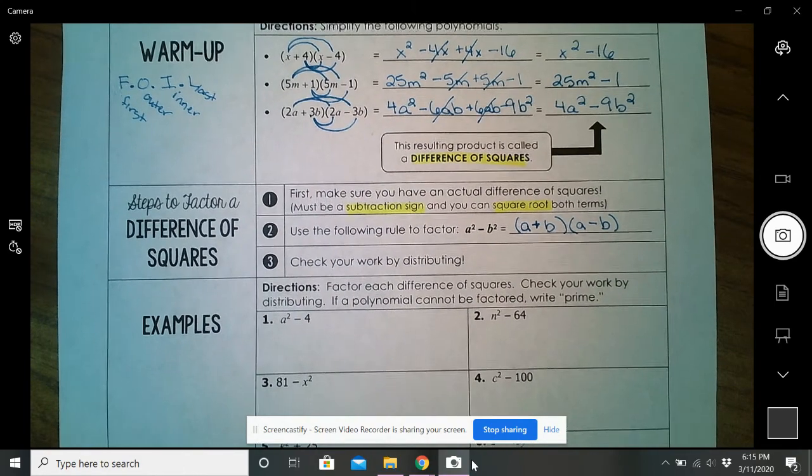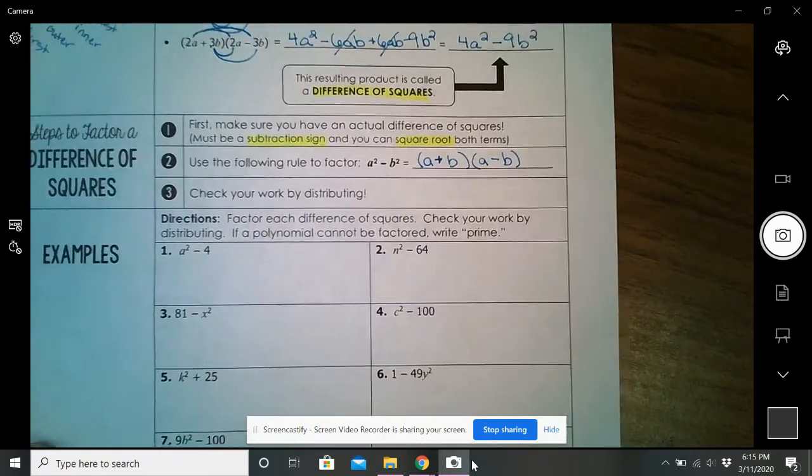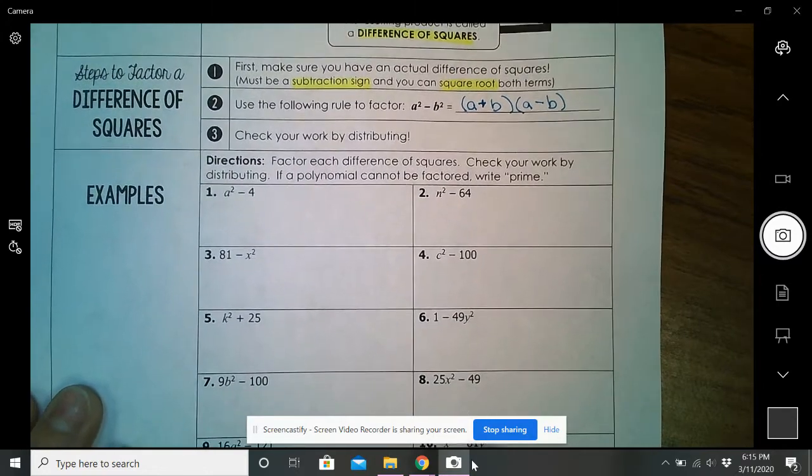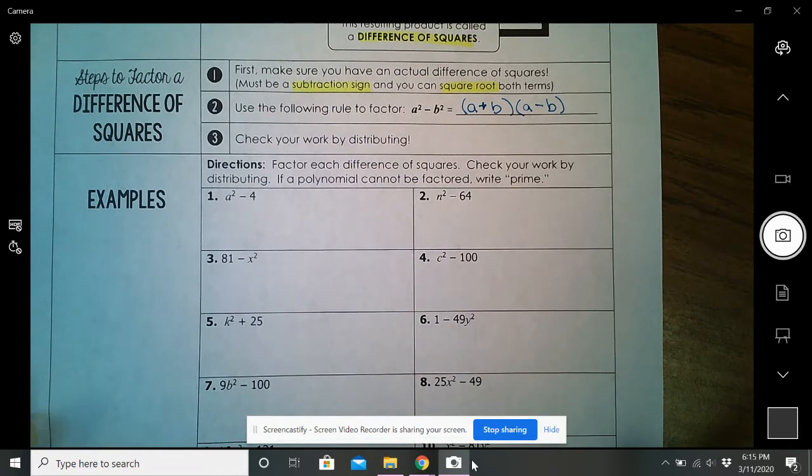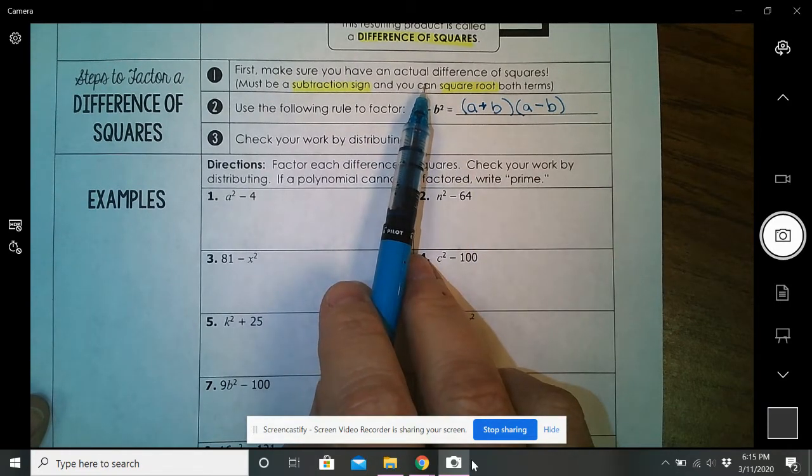All right, let's get busy in some practice problems. Directions say factor each difference of squares, check your work by distributing. If a polynomial can't be factored, it's because it's a prime polynomial. All right, so first, make sure you have an actual difference of squares.